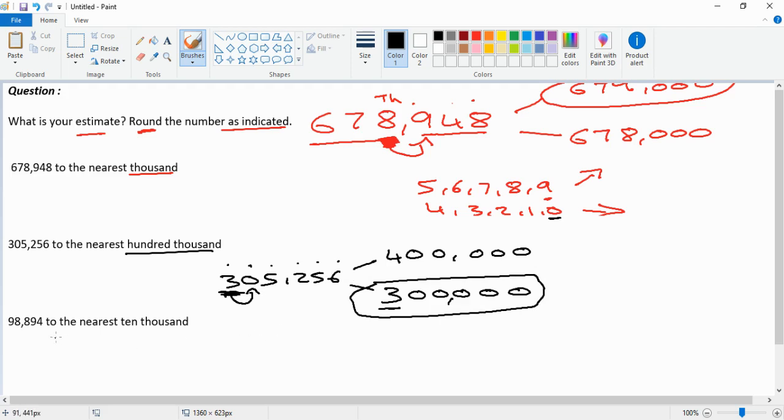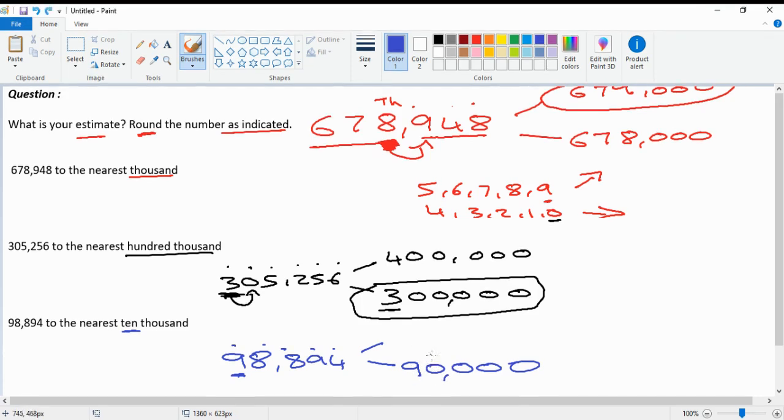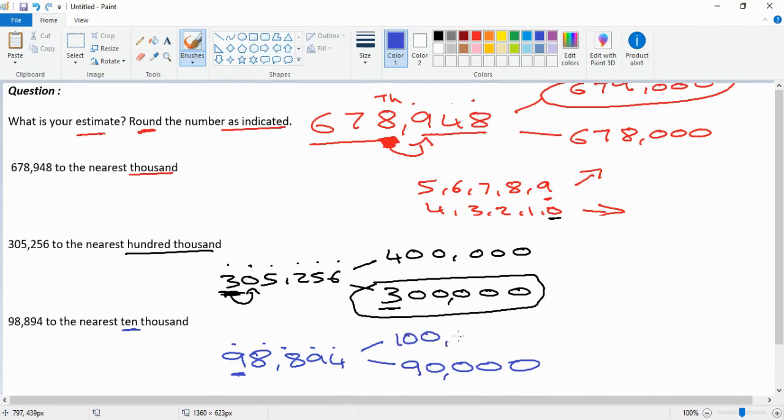And for our last example, I'll just change the color here. 98,894 rounded to the nearest 10,000. So it's either up or down. Here's the ones, tens, hundreds, thousands, 10,000s, 9. Anything else that comes after it, 1, 2, 3, 4, turn it into 0. So it's either 90,000 or 10,000 more than this. After 90,000 is 100,000, if you add 10,000 onto that. So our two possible answers, 90,000 or 100,000.